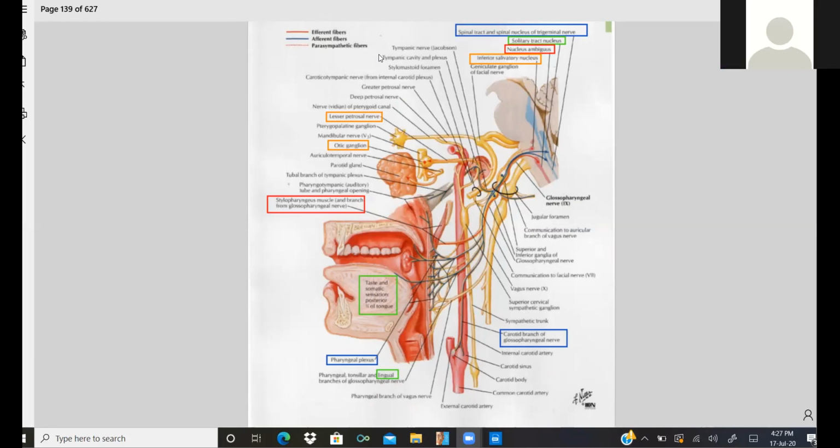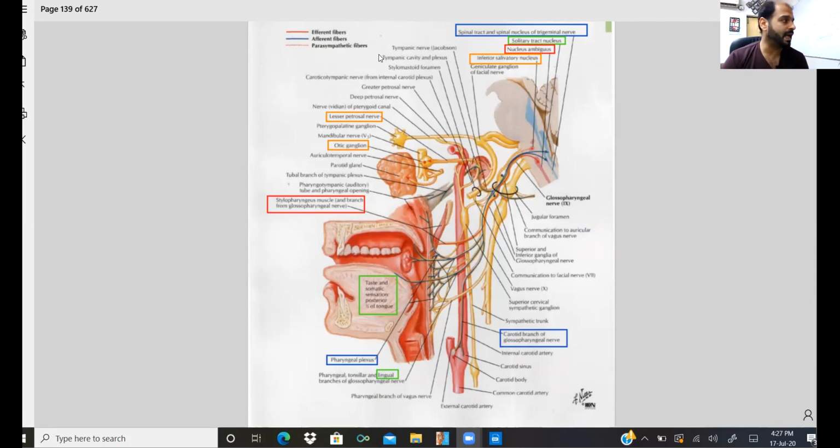Sir, if someone asks the branches of the glossopharyngeal, which ones will we tell? One is the lesser petrosal nerve and the nerve of... Now look, the question you are asking is a very vague question. Why will someone ask me what are the branches of the glossopharyngeal nerve in an exam based on an MCQ pattern? No one will ask me the name of all the branches.